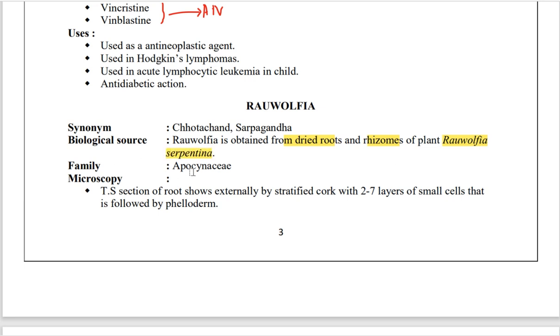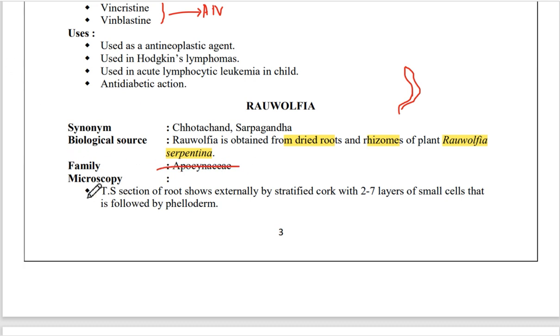Now the name serpentina comes from the structure, which is snake-like. The roots have a straight neck structure like this: thick brown roots having a snake-like structure. So it is called Sarpagandha or Rauwolfia serpentina. Again, it belongs to the same family as vinca, that is Apocynaceae.